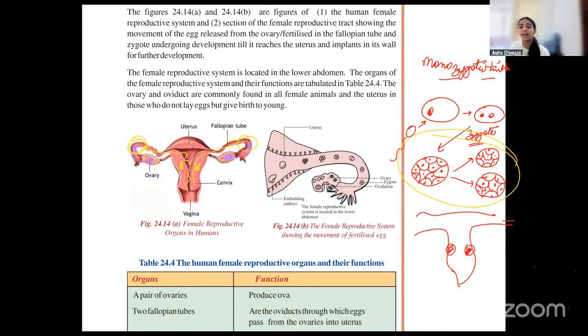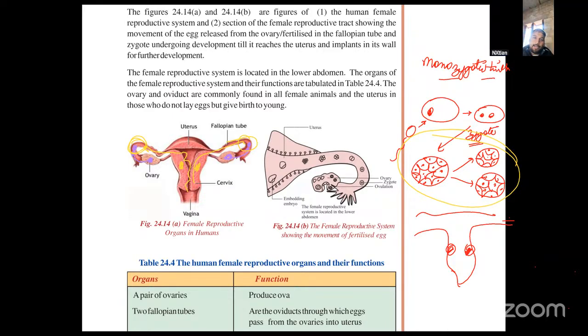Wait, for dizygotic twins, you said the gender can be the same or different? It can be different, it can be the same. But for monozygotic twins, it should be the same gender. If it is a different gender, they are not monozygotic twins, because monozygotic twins arise from the same zygote. One zygote creates two embryos and two babies, so they will have the same gender, either both male or both female. But dizygotic twins can be male-female, male-male, or female-female.